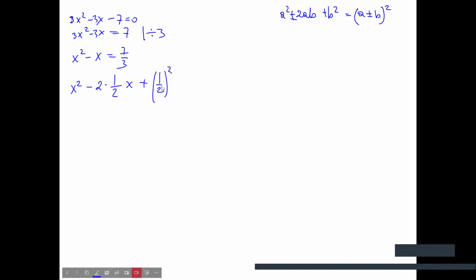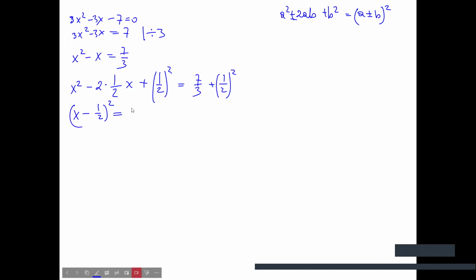That's fine. I understand where B goes. I just didn't understand how to get it from here. Now, I added this to the left side. So in order not to change the fraction, I need to add this to the other side. So on the left, I have x minus 1 over 2 squared. I have that formula.